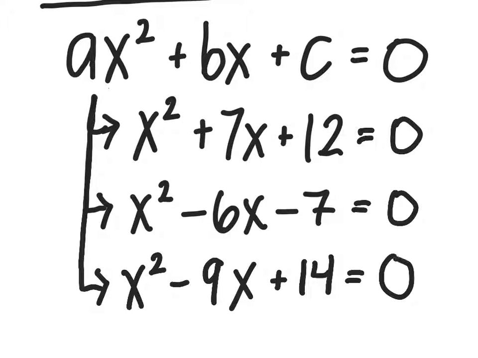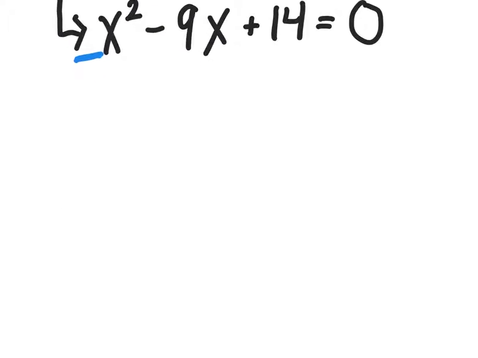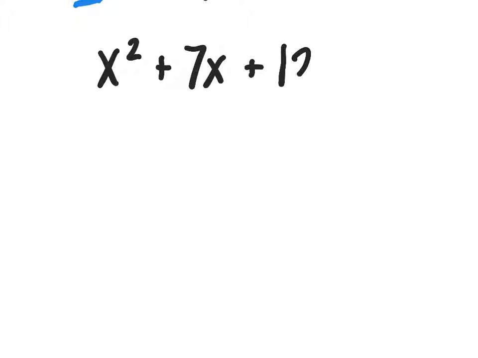When we're doing this when a is equal to 1, so what that means is that there's no number in front of my original x squared term, we are going to use the C tree. So let's take our first example. When we had x squared plus 7x plus 12 is equal to 0. So what I'm looking for are two numbers that will add to 7, add to my b term, and multiply to 12, my last term.